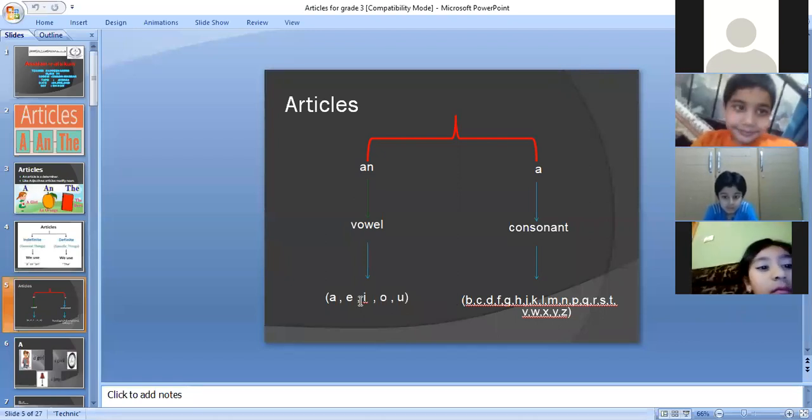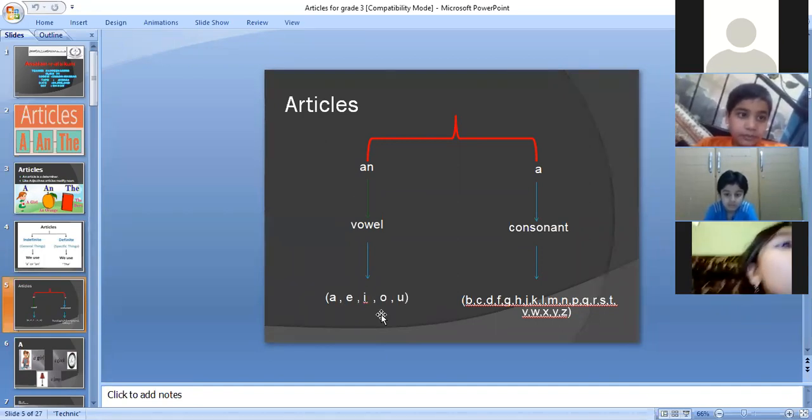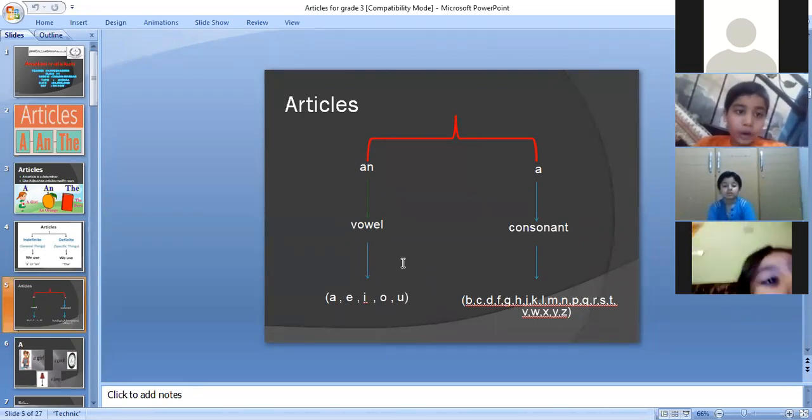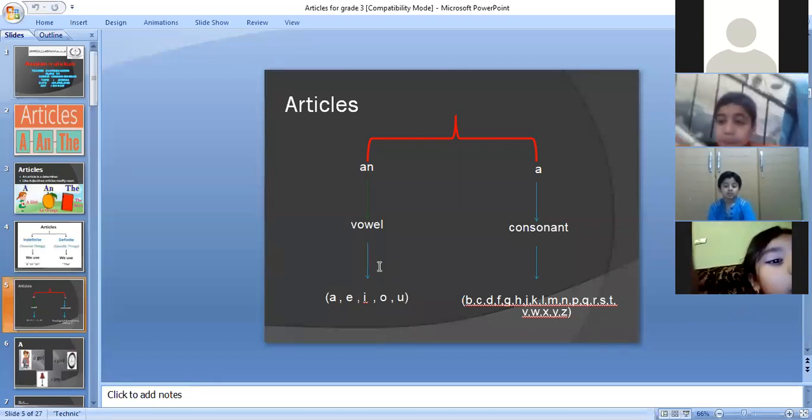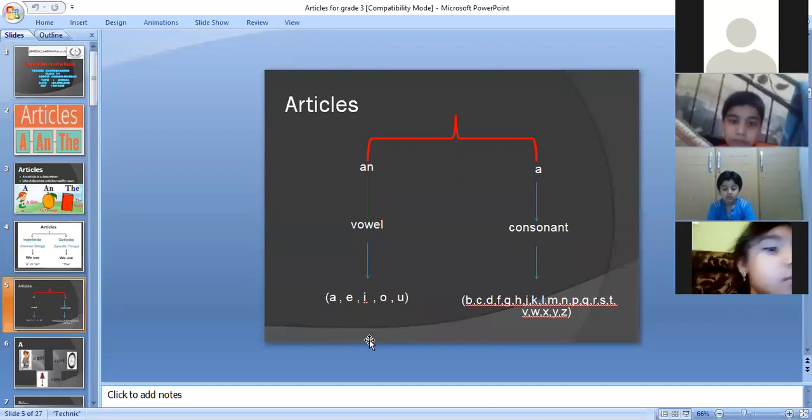What are they called? Hasnan, say with me. What are they called? Vowels. And we use an before the words which begin with vowel letters or vowel sounds.